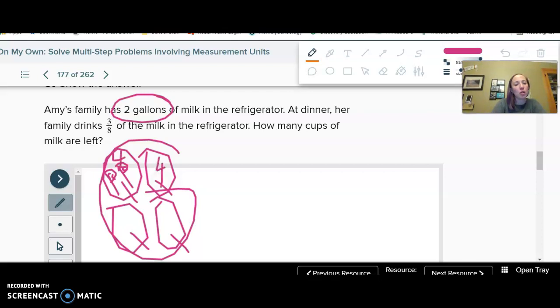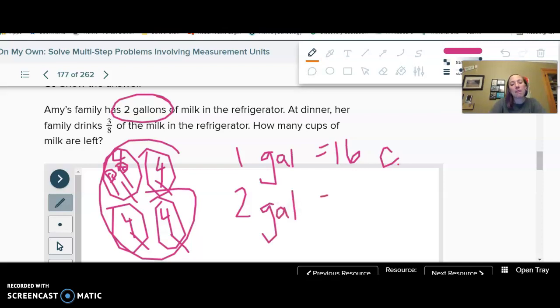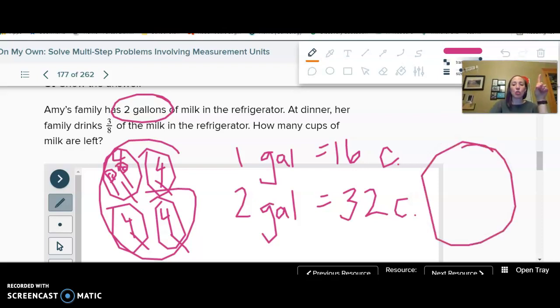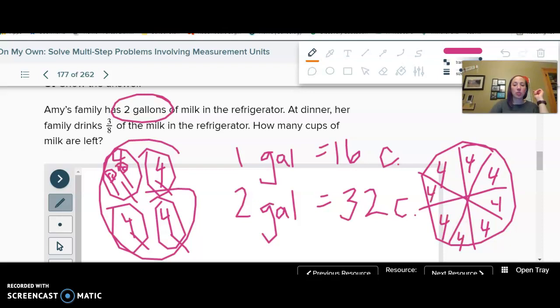So that's 4, 4, 4, and 4. So I know that 1 gallon is 16 cups. So then 2 gallons is going to be 32 cups. Now, I need to figure out what's 3/8 of 32. Well, if I want to figure out 1/8, I can think about taking this 32 and dividing it into 8 equal pieces. How would I do that? Well, divided by 8 and I'd get 4. So each 1/8 is 4 cups.